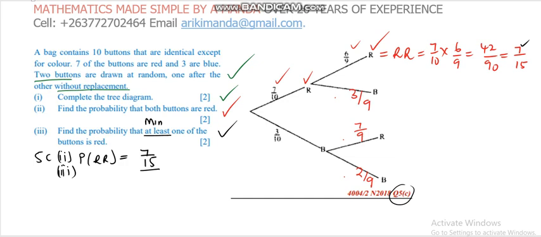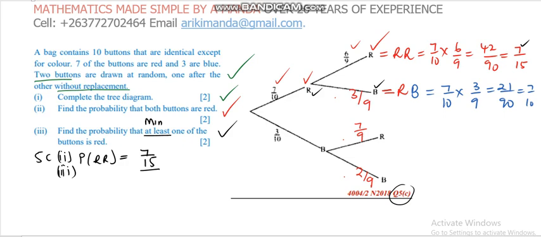I'll proceed. Here, what do we have? We have red followed by blue. And what is the probability? It's 7 over 10 multiplied by 3 over 9, which is 21 over 90.